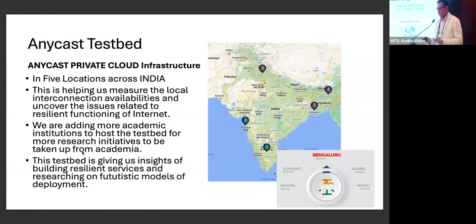So as a physical infrastructure, we have Anycast test beds. We have them in 5 locations in India. This year, we are planning to have 10 more locations. These Anycast test beds are there in academic institutions. They are making use of this in instances. They are building a private cloud where we can actually provision virtual machines, and people can work on that.